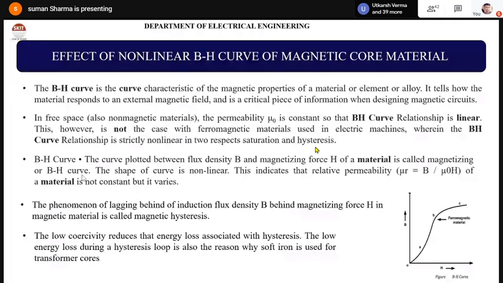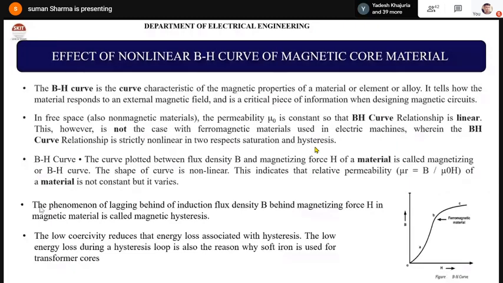and the shape of the curve is nonlinear. This indicates the relative permeability mu r is equal to B upon mu naught H of the material is not constant but it varies. The phenomenon of lagging behind of B behind H in a magnetic material is called magnetic hysteresis. The low coercivity reduces the energy loss associated with the hysteresis.